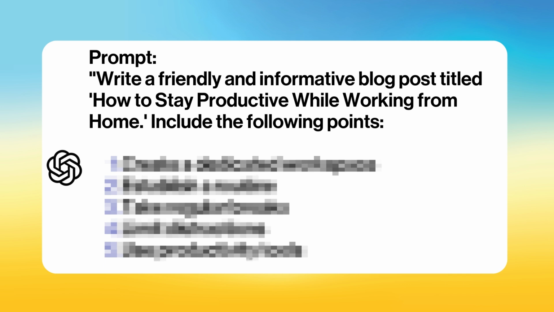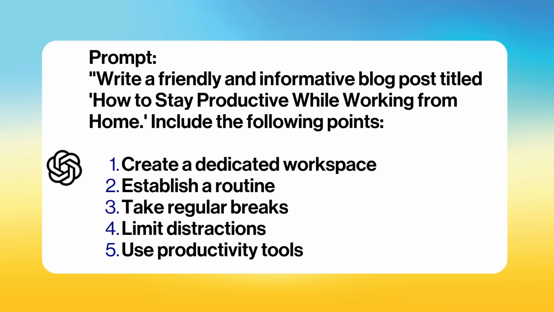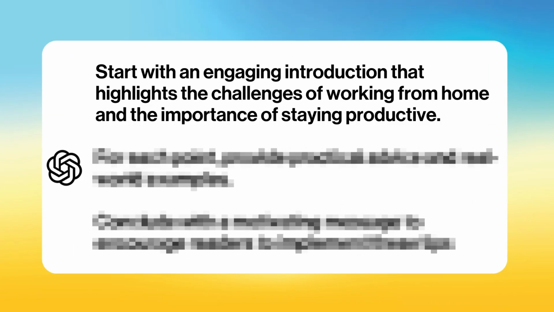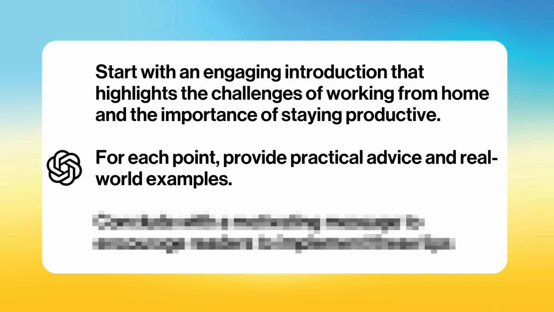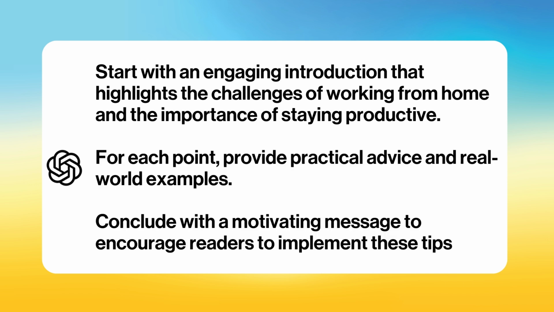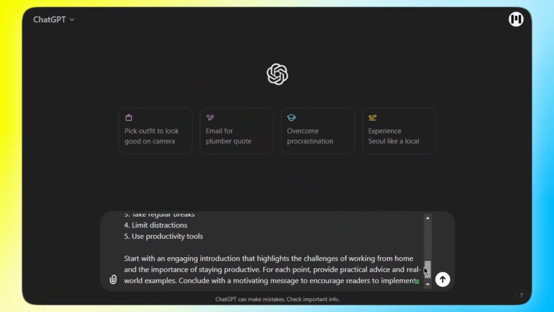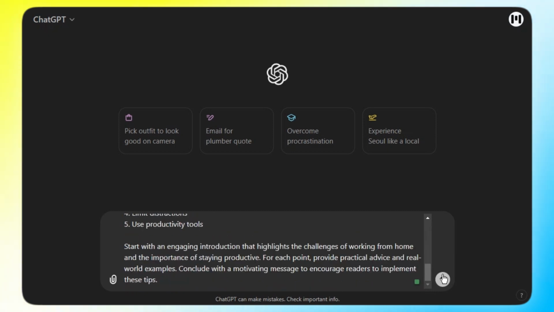Include the following points. Number 1, create a dedicated workspace. Number 2, establish a routine. Number 3, take regular breaks. Number 4, limit distractions. Number 5, use productivity tools. Start with an engaging introduction that highlights the challenges of working from home and the importance of staying productive. For each point, provide practical advice and real-world examples. Conclude with a motivating message to encourage readers to implement these tips." Right, so let's run this prompt and see the type of output we get.